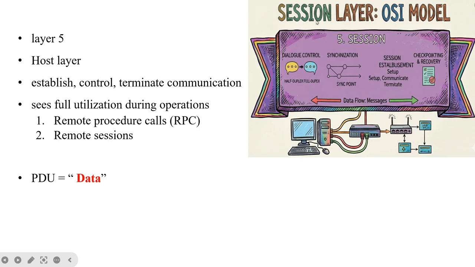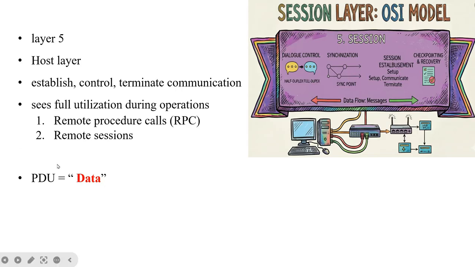The next layer is the session layer, which is layer 5 of the OSI model. It is a host layer, and it is responsible for establishing, controlling, and terminating the communication between the network devices. It sees full utilization during operations such as remote procedure calls, RPC, and remote sessions. Here, remote procedure call, RPC, is a protocol which allows a program on one computer to execute a function or a procedure on another computer as if it were a local call.